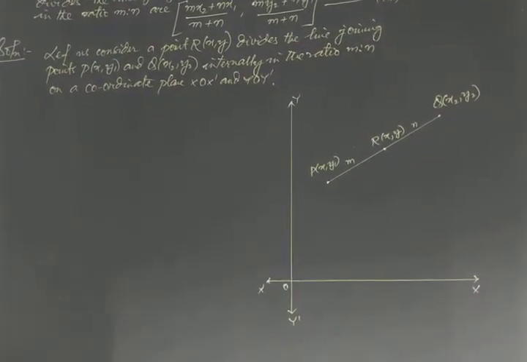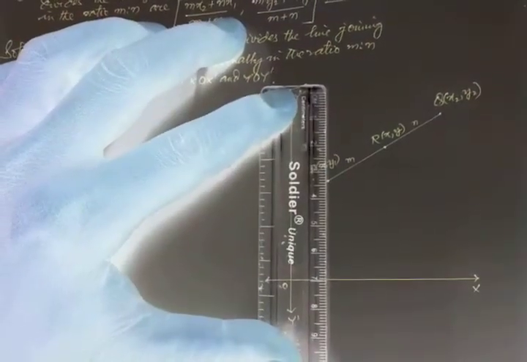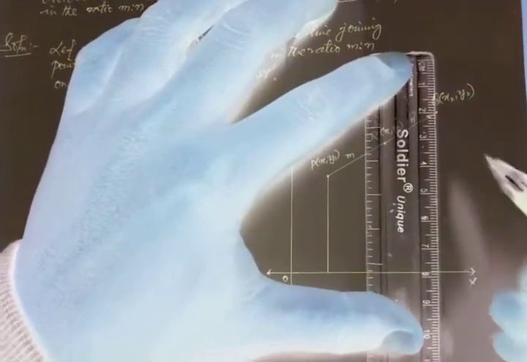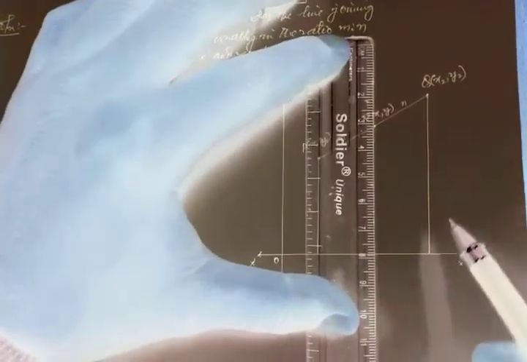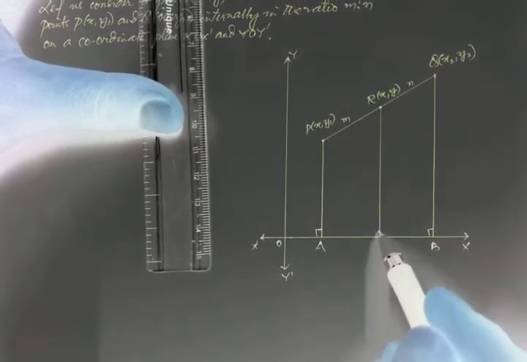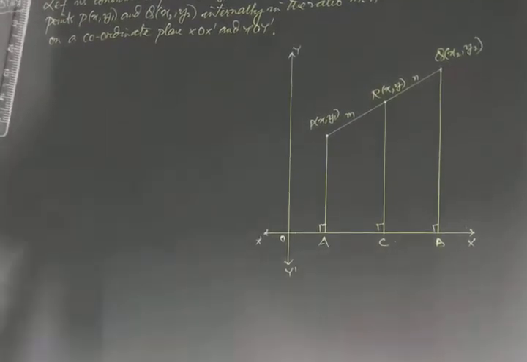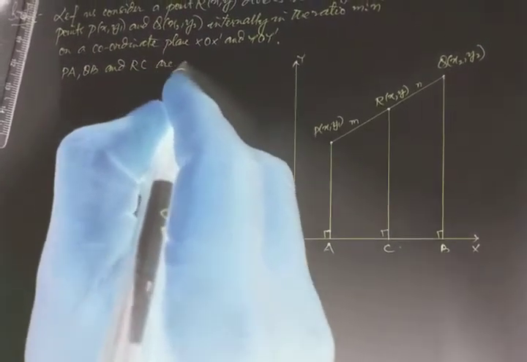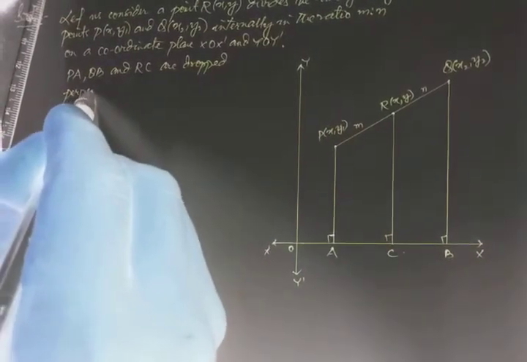To start with, let us drop perpendiculars from P on the x-axis, again from Q, and then from R. Let's say that these perpendiculars are PA, QB and then RC. Let's write as PA, QB and RC are drawn perpendicular on the x-axis.